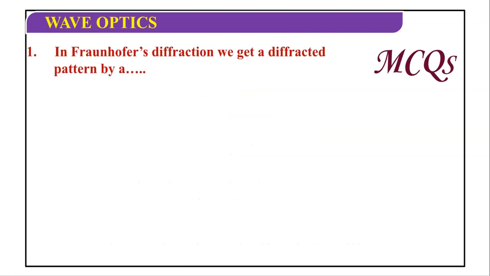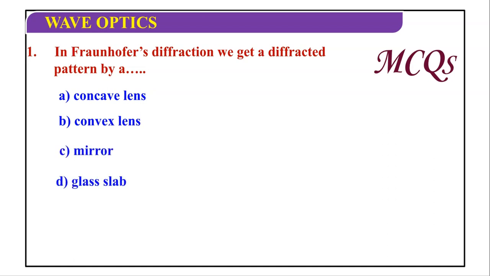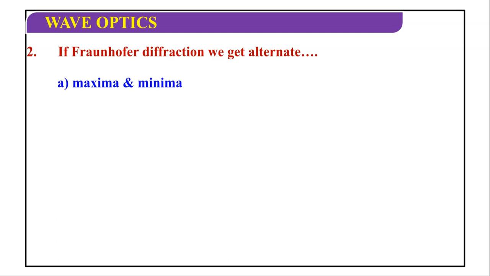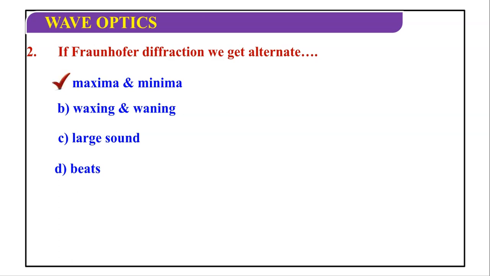So let's move on to some questions. In Fraunhofer diffraction, we get the diffraction pattern by a concave lens, convex lens, mirror, or a glass slab. The correct answer is a convex lens. In Fraunhofer diffraction, we get alternate maxima and minima, waxing and waning, loud sound, or a beat. The correct answer is maxima and minima.